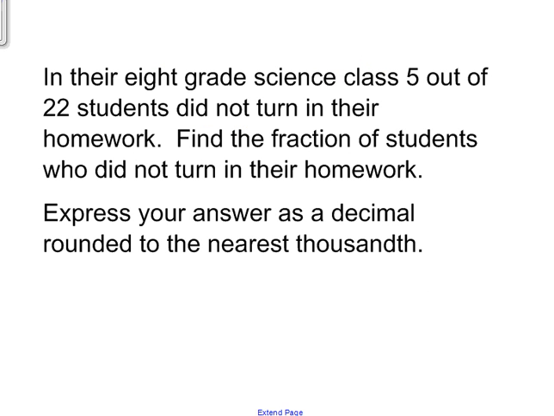In their 8th grade science class, 5 out of 22 students did not turn in their homework. Find the fraction of students who did not turn in their homework. Express your answer as a decimal to the nearest thousandth place. Well, 5 out of 22 didn't do their work. So let's take 22 and divide it into 5. 22 into 5, it will go 0 times.